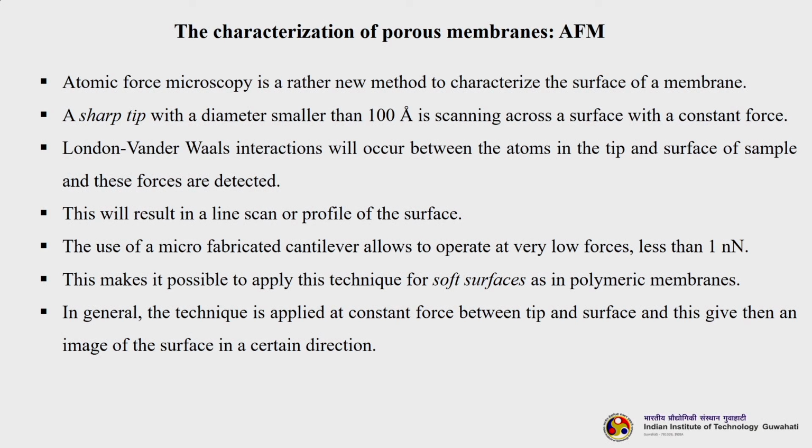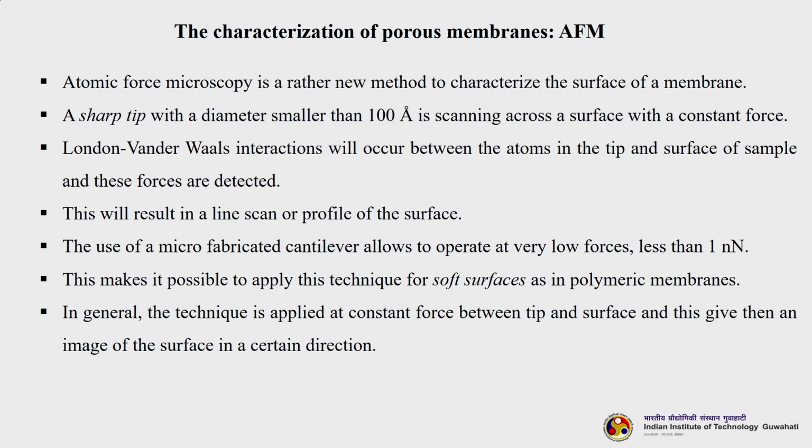There is a sharp tip with a diameter of almost 100 angstrom, very small, very thin, which is scanning across the surface. In SEM, the electrons scan the surface of the sample, but in AFM there is a tip. The cantilever is holding the tip, and that tip is scanning with a constant force. Here London van der Waals interaction will occur between the atoms in the tip and the surface of the sample, and those forces are detected. They will eventually result in the micrographs.